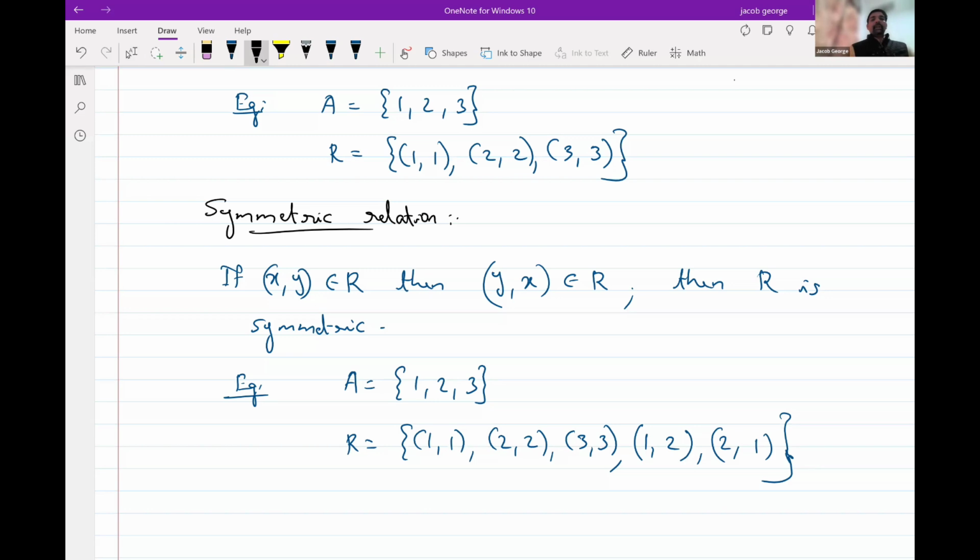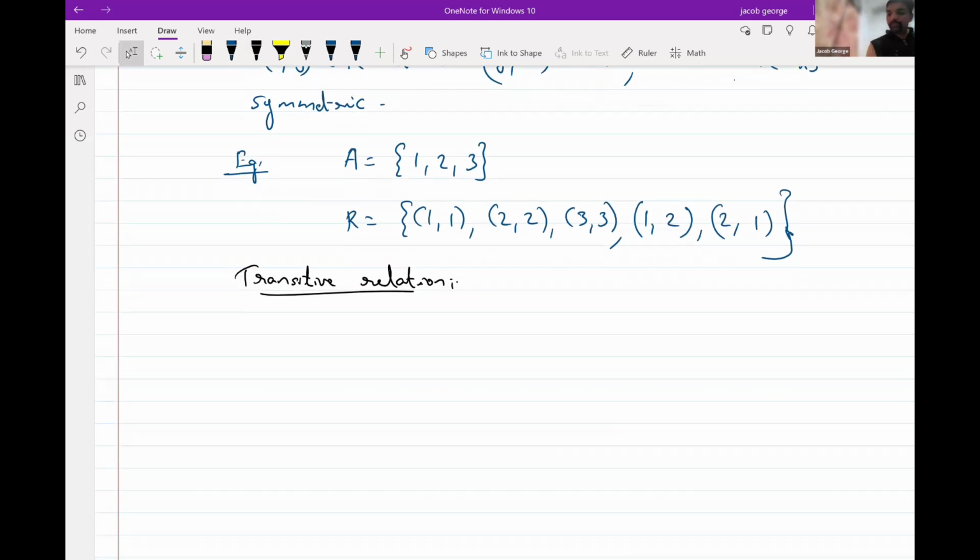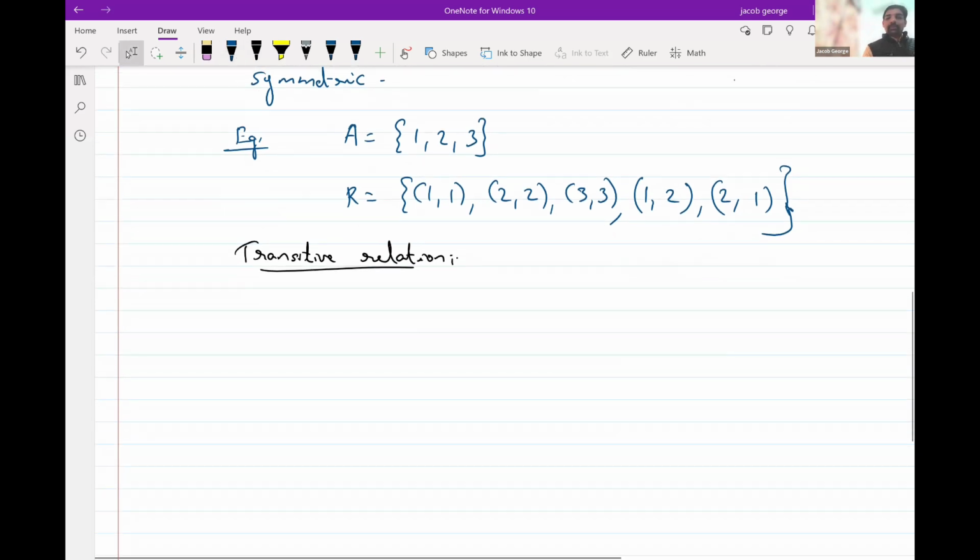The third point is transitive relation. Transitive relation. Right. Transitive relation. This is the definition of transitive.